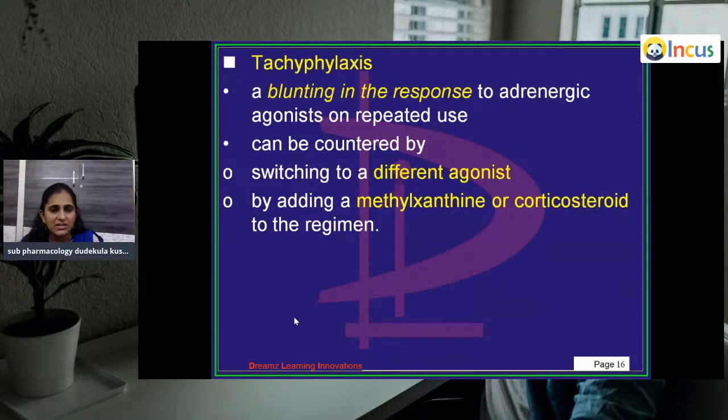Why does this occur? This mainly occurs because of gene down regulation. The gene that is important for production of the receptor does not produce the required amount of receptors at that site, and the receptor gets modified so that the drug cannot attach to it and produce the response. That is tachyphylaxis. To prevent this, we have to add either methylxanthines or corticosteroids.